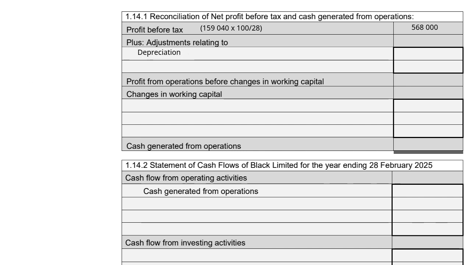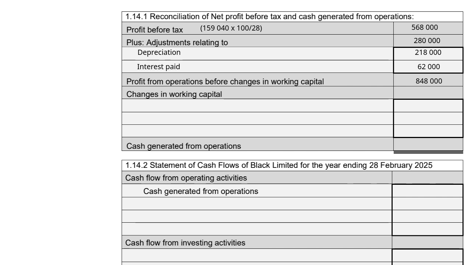First one is depreciation, and the amount was given as 218,000. And then interest paid, with the amount given as 62,000. So your total adjustments, 218,000 plus 62,000 gives you 280,000 Rand. If we add that to the profit before tax, then our profit from operations before changes in working capital is 848,000 Rand.